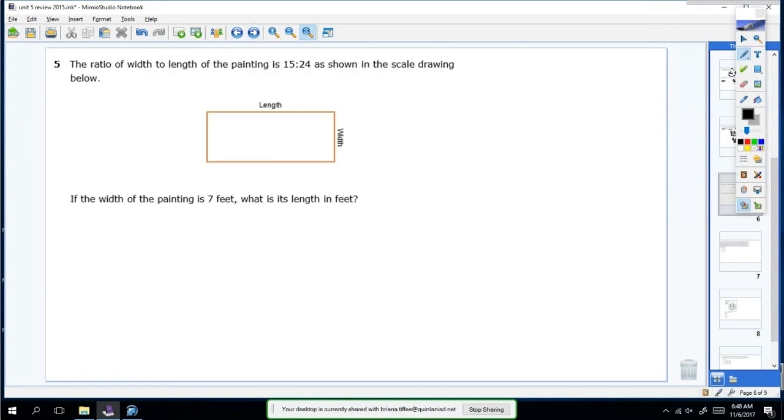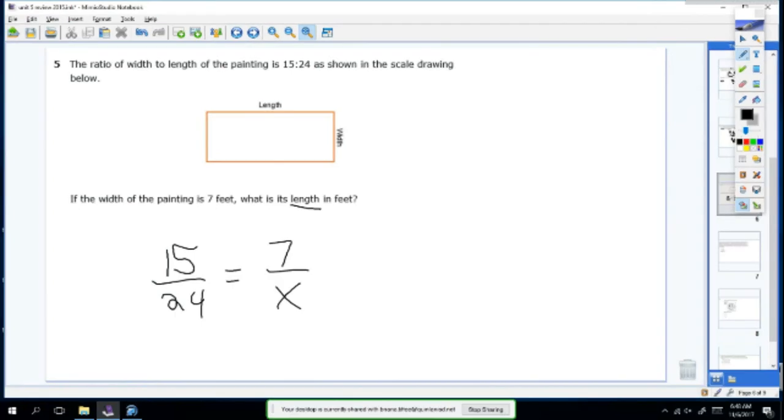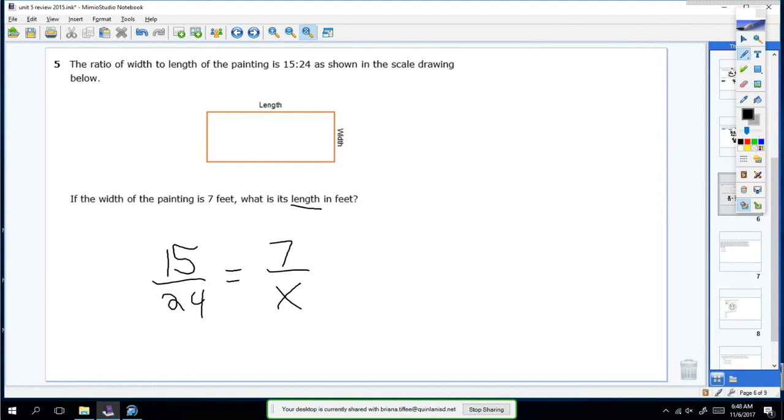Okay. The ratio of the width to length of the painting is 15 over 24, as shown in the scale drawing below. So that means I have a 15 by 24. If the width of the new painting is 7 feet, what's the length in feet? Okay, so generally I have my length and my width switched, but so it should be 7 over x. Okay, so it should be 7 over x. Because it says width to length.